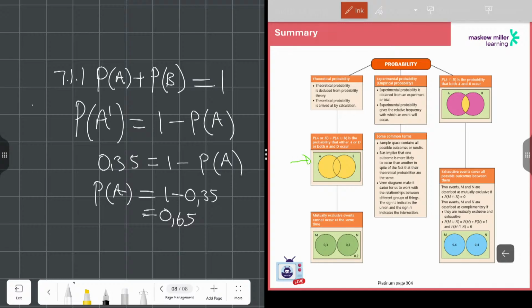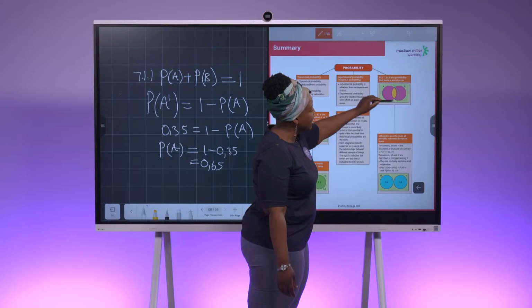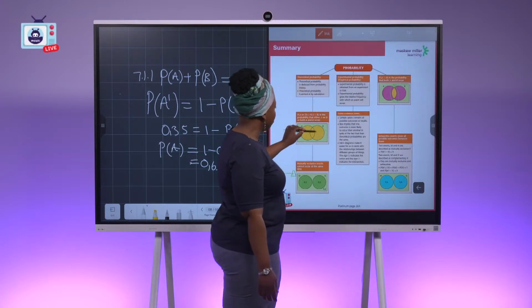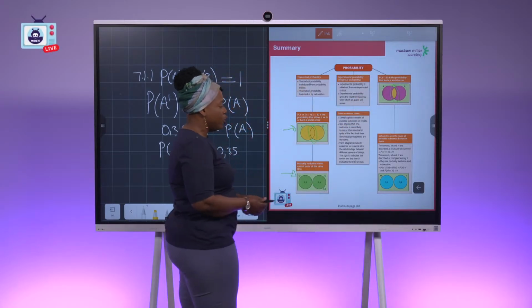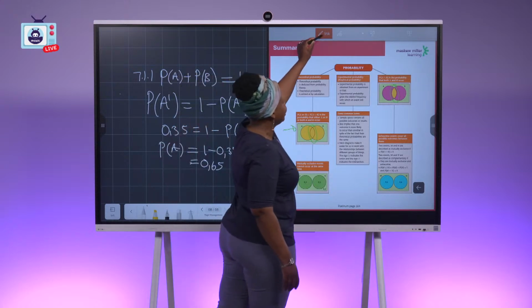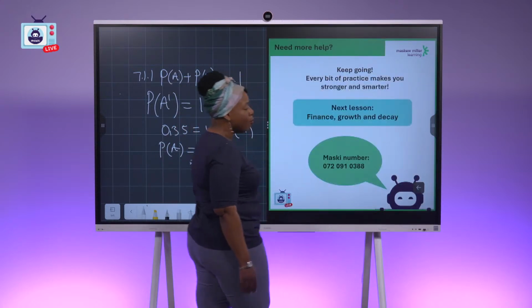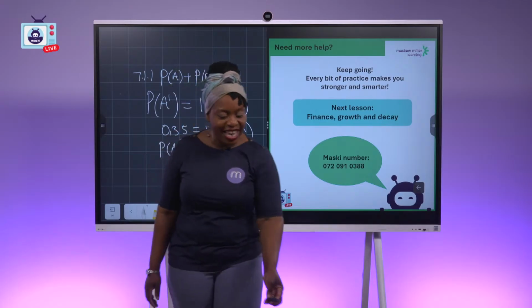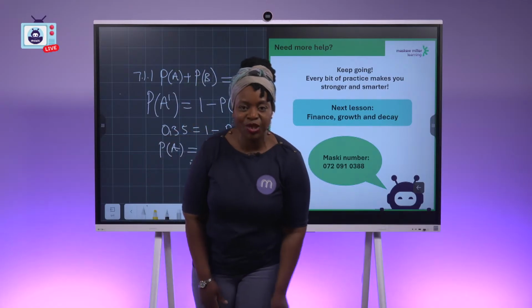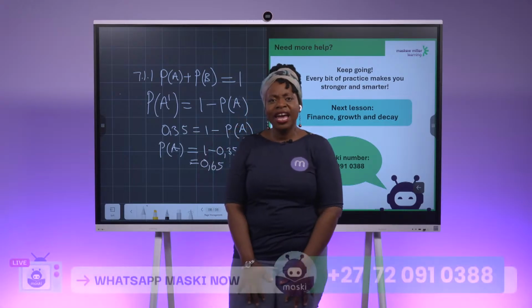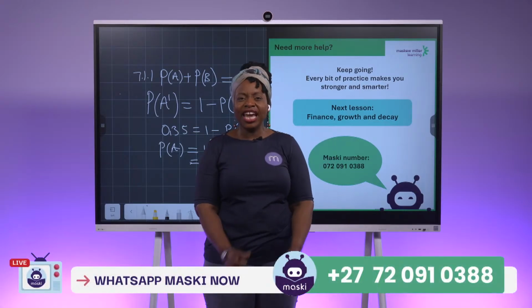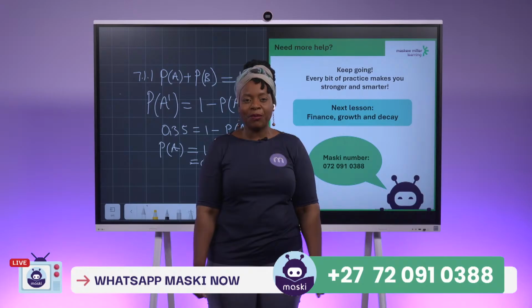So this is very important for mutually exclusive events. You can see that the things cannot happen at the same time, and where it is not mutually exclusive, you can see that there's an intersection there and all those kinds of things. So this is very, very important, and I believe that you guys can use this to get more of what you need. As promised, Mask is always there to help you. I believe we have enjoyed and we can use this going forward to learn probability.